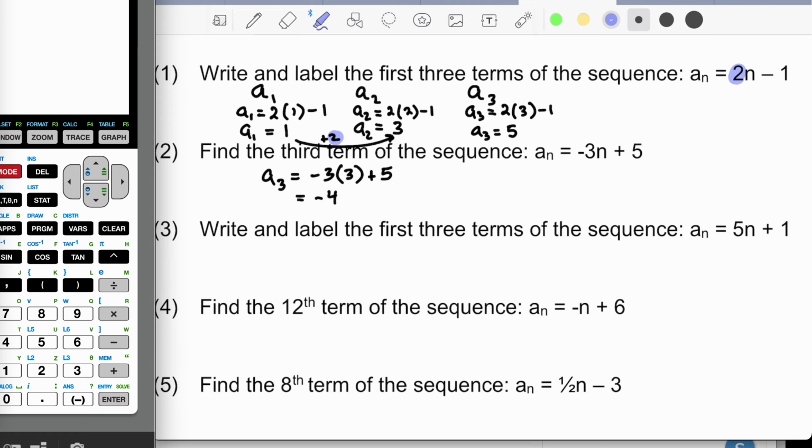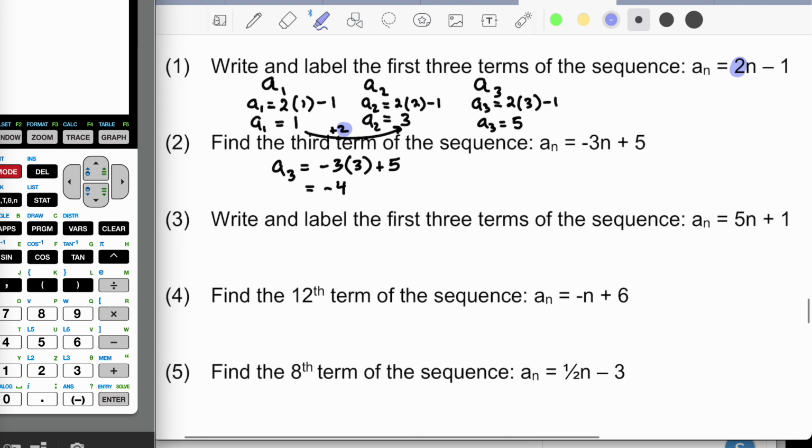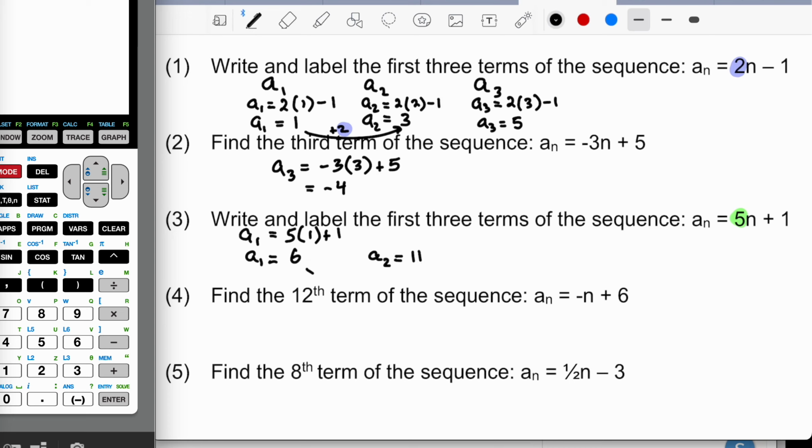All right. So in number 3, they're saying write and label the first 3 terms of the sequence. So a sub 1 would be equal to 5 times 1 plus 1. So a sub 1 is equal to 6. But then I look at this and I say, okay, well, I have a common difference of 5, which means that all I need to do to find the second term in the sequence is add 5. So a sub 2 is going to be 11, because all I did was add 5. A sub 3 would have to be 16 by the same reasoning.